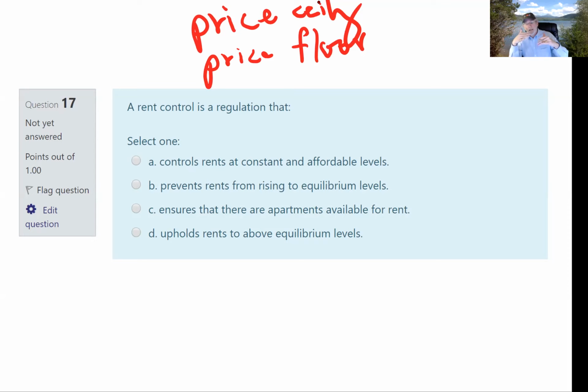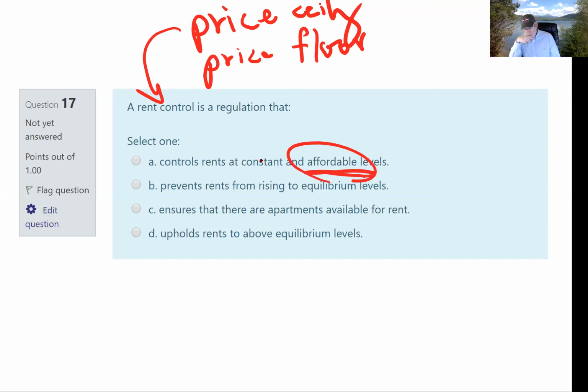It's where the government is saying you cannot charge less than this amount. A price ceiling is a maximum legal price. A rent control is a ceiling. It's where the government is telling producers, telling landlords, you cannot charge more than this amount. Let's look at all these. A rent control controls rents at constant and affordable levels.